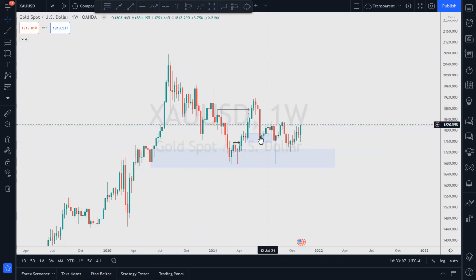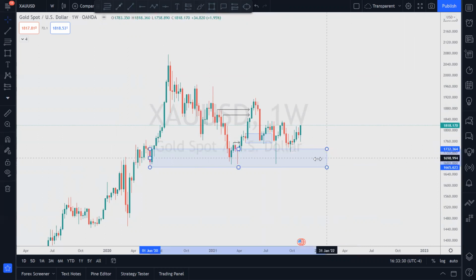Well, price did have a reaction here, but it didn't last. But understand, this is a weekly, so there was plenty of money to be made in this little reaction. But price did find its way back down here. And you see how price rejected from this bullish order block, this weekly bullish order block.